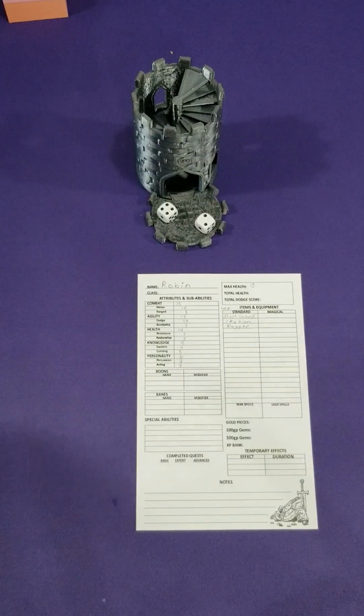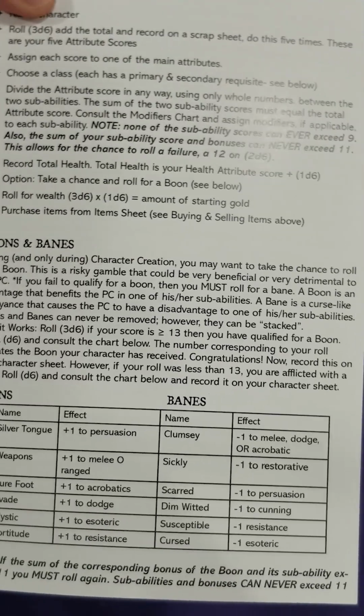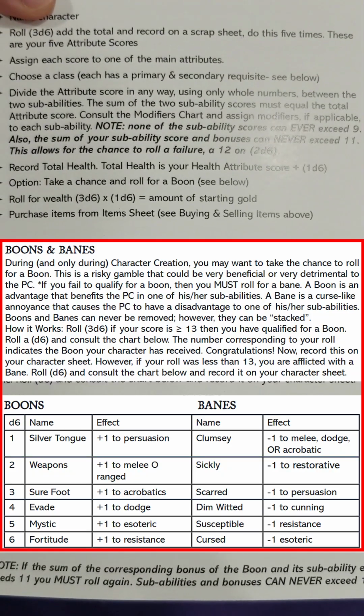Now, before we finish up, I'm going to cover an optional rule for Random Quest, which is rolling for boons and banes. You can take the chance to roll for a boon. This is a risky gamble that can be very beneficial or very detrimental to you, the character. If you fail to qualify for a boon, then you must roll for a bane. The way that this works is that we are going to roll a 3d6. If my score is greater than or equal to a 13, then I will qualify for a boon.